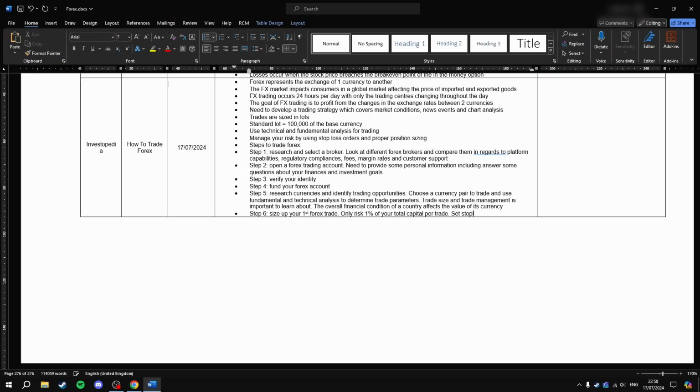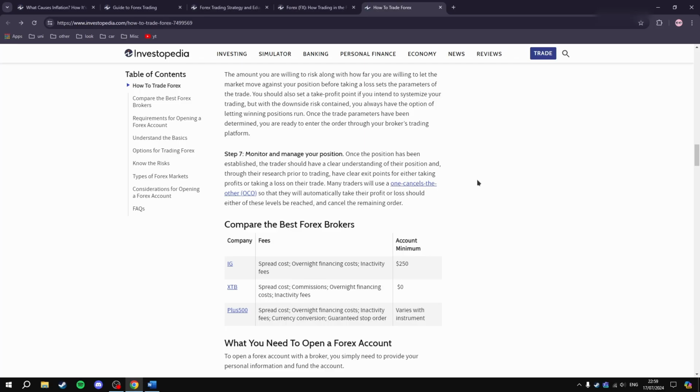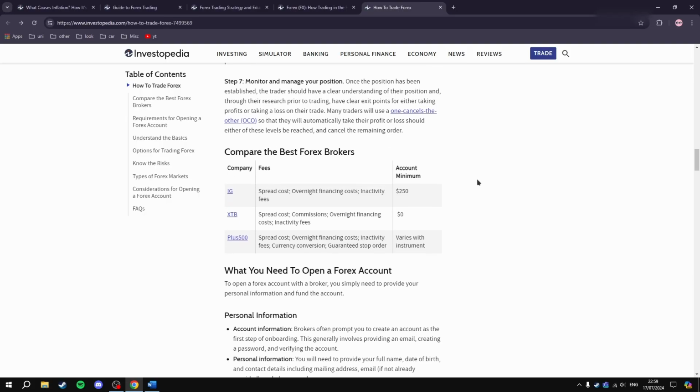Set stop loss levels and take profit levels. You should also set a take profit point if you tend to systemize your trading, but with the downside risk contained, you always have the option of letting winning trades run. Once the trade parameters have been determined, you're ready to enter the trade through your broker's trading platform.